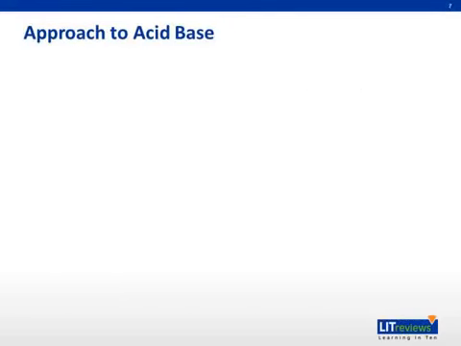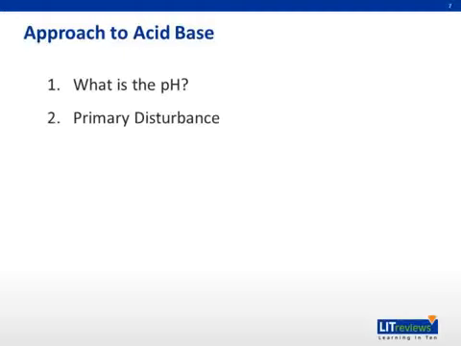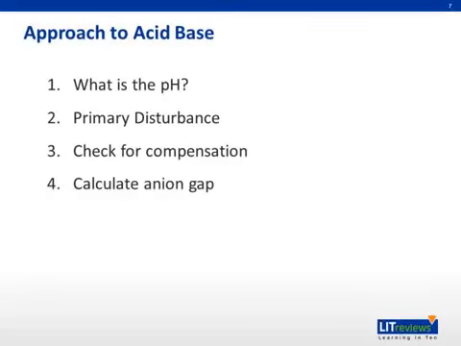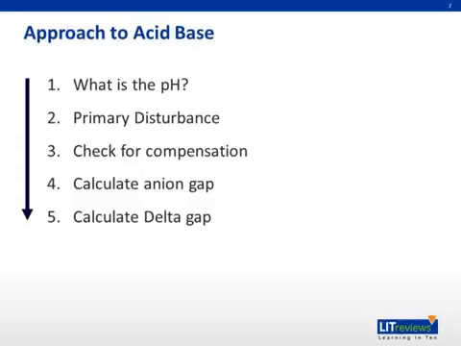I will describe here 5 steps in the approach to acid-base disorders. First, what is the pH? Second, what is the primary disturbance? Third, what is the compensation? Fourth, calculate the anion gap. And fifth, calculate the delta gap. If you systematically follow these steps, I can guarantee that you will excel anytime you approach an acid-base disorder.